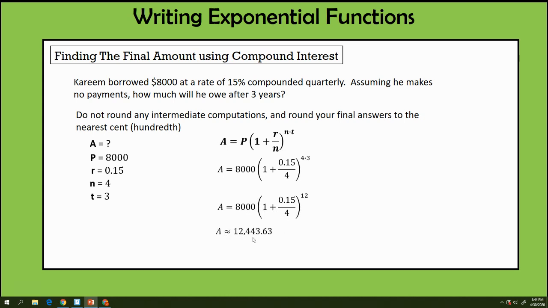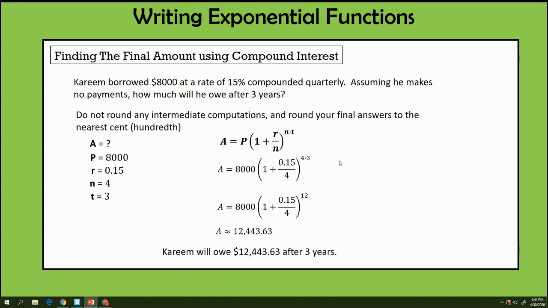And in one fell swoop, you're going to get the answer of $12,443.63. So if he borrows $8,000 at 15%, compounded the interest quarterly for 3 years, he's going to owe $12,443.63. So he's going to pay, what is that, $4,443.63 in interest over these 3 years. Interest, by the way, is money charged or earned for the use of money.